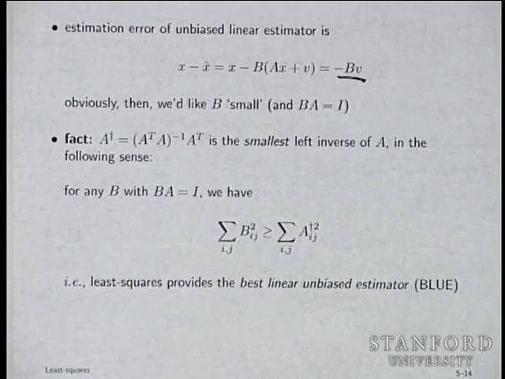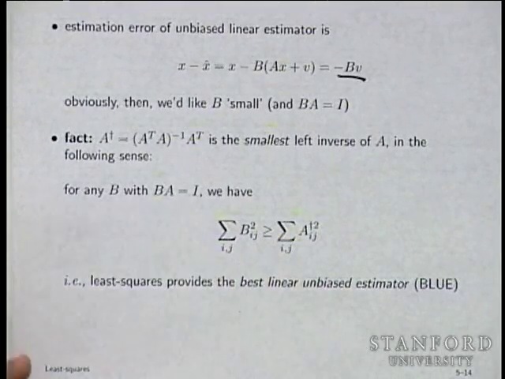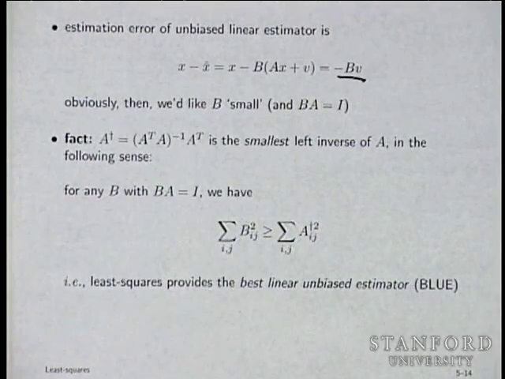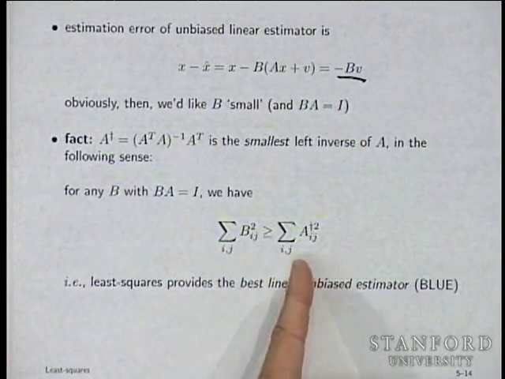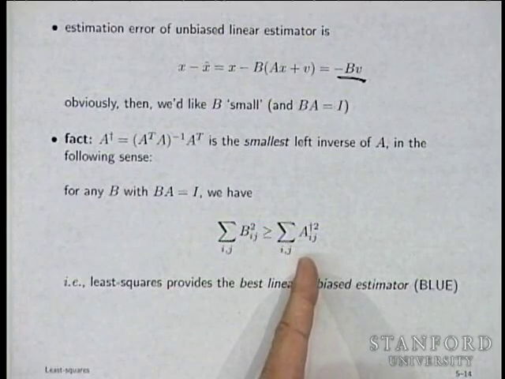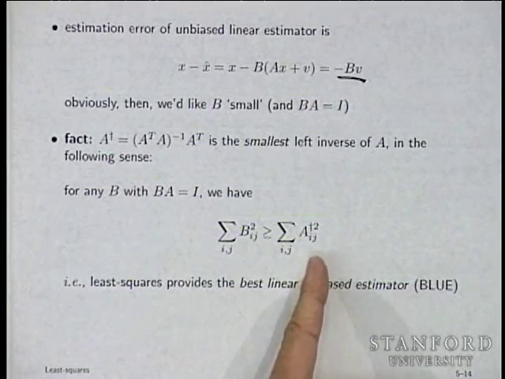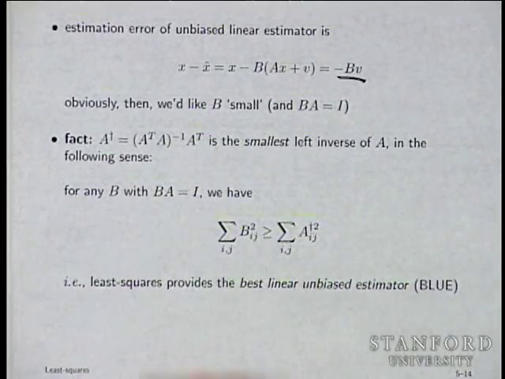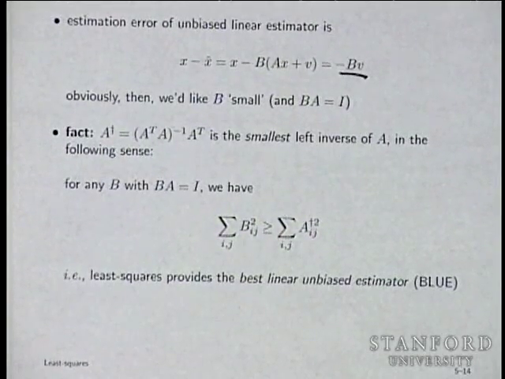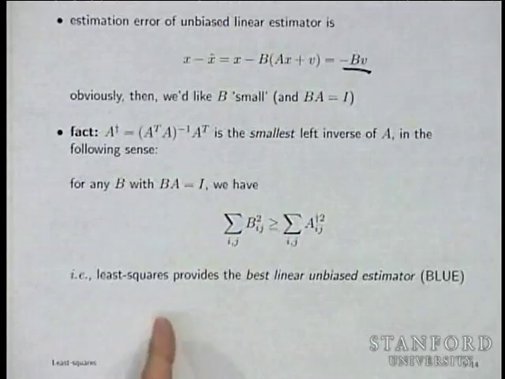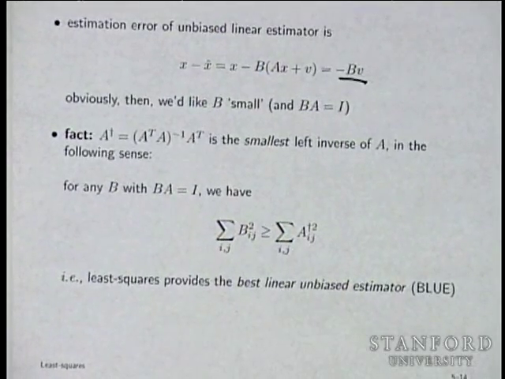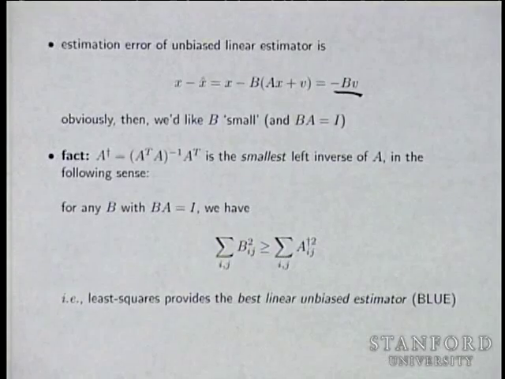In the following sense, if you take simply the entries of a matrix and think of them as a vector, then its norm squared would be the sum of the squares of the entries. And so it says that our friend, the pseudo-inverse, is the smallest, in the sense of sum of squares, left inverse of A. And this is not too hard to show, but I'm not going to do it. And so people say then that the least squares provides the best linear unbiased estimator.